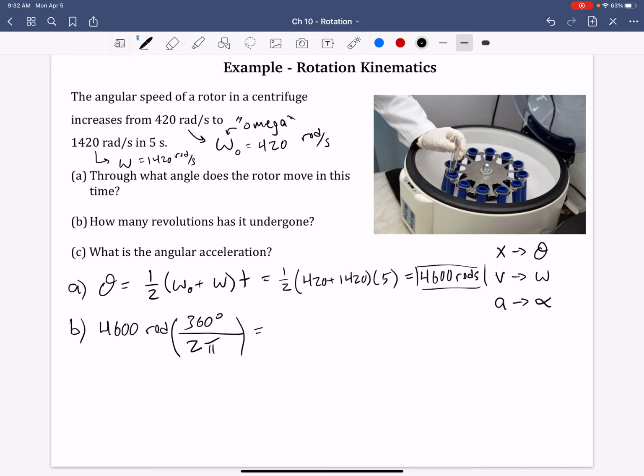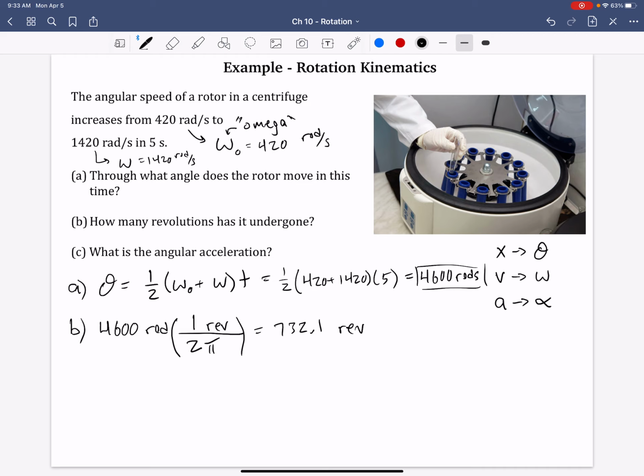Actually, tell you what, I don't actually have that number down, but we can do that as kind of a shortcut, right? One revolution is the same thing as 360 degrees, so let's just do that. And this number I did calculate. So that gives us 732.1 revolutions, right? If you wanted to find out how many degrees, you could just multiply by 360.